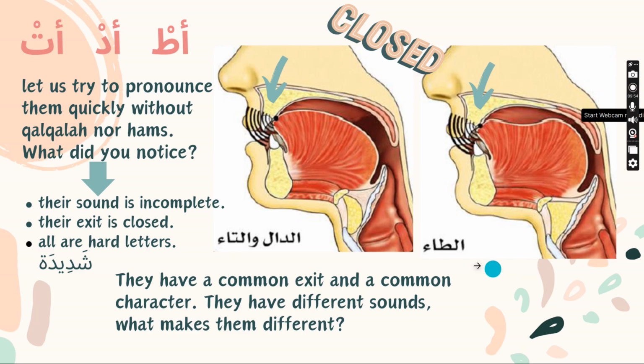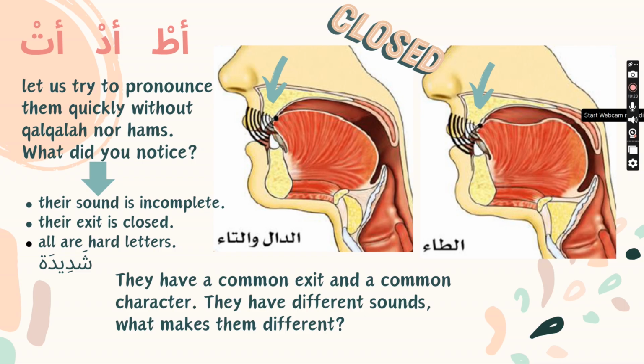Let's say at. Okay, let's say ad. Okay, let's say at. They all have this. They have a common exit, and they have a common character. Okay, because the exit point is totally closed in the 3 letters, right?